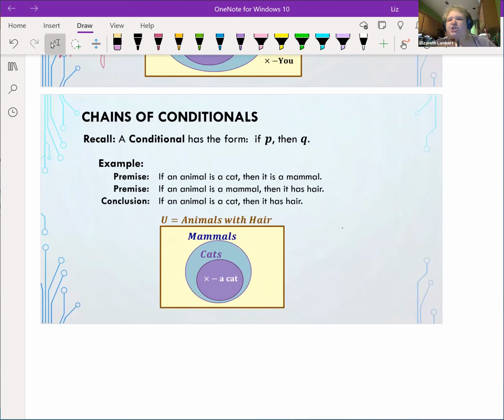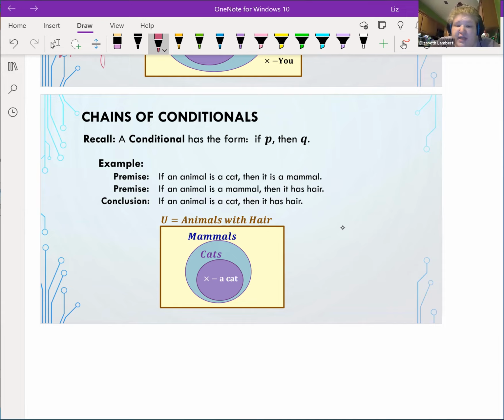And then we can chain conditionals together. So if P then Q. So here we have, if something is a cat, then it is a mammal. So all cats are contained in mammals. If an animal is a mammal, then it has hair. All things that are mammals are contained in all things that have hair. So that's why we have animals with hair, then mammals, then cats. That's our nested setup here.